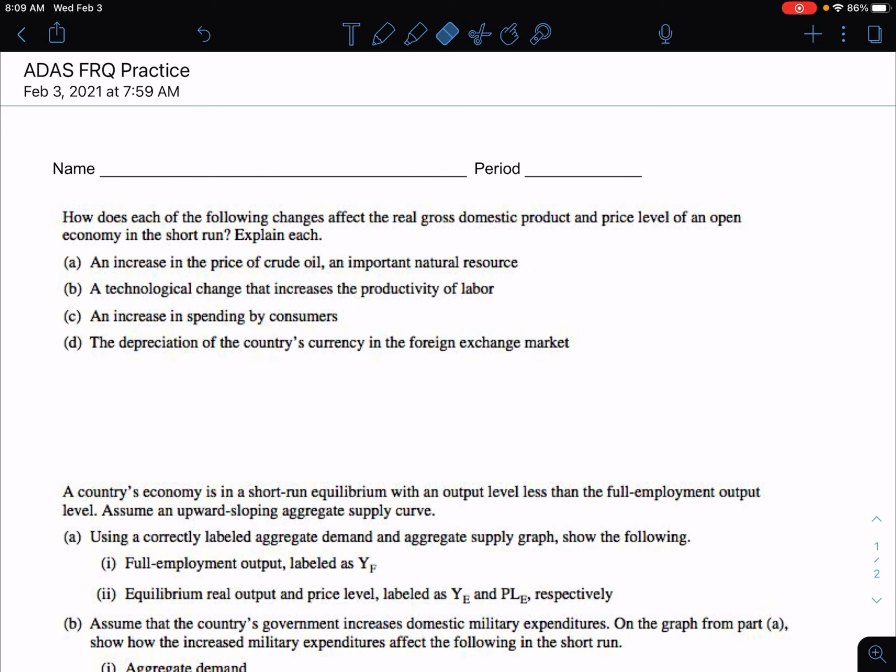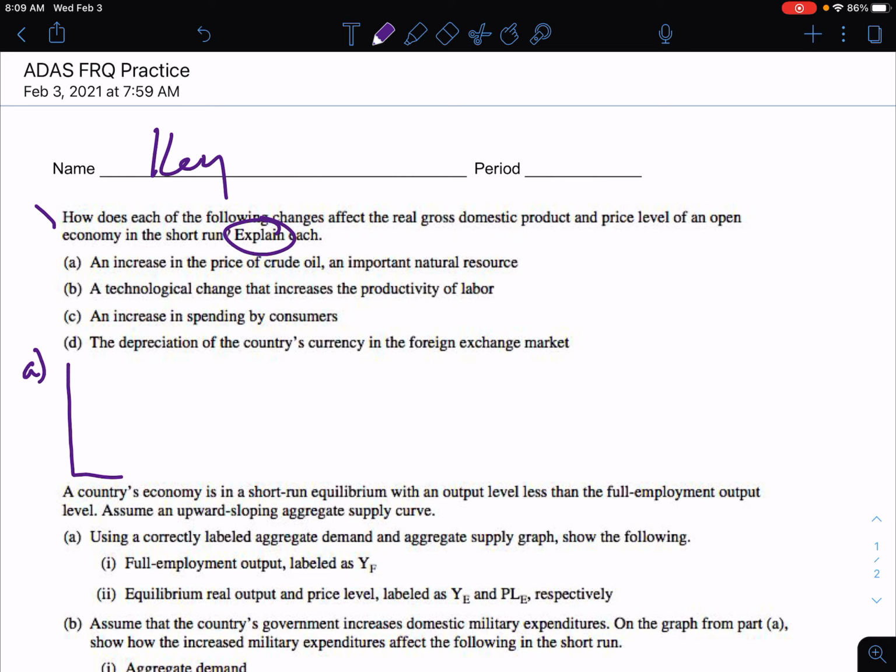Okay, everybody, let's talk a little bit about what we're doing here on these example problems. Okay, so basically for this one, how does each of the following affect changes in real GDP and price level in an open economy in the short run? So it doesn't say that you have to graph them, but I'm going to graph them as the explanation. Don't forget that it says that you have to explain. So not only what happens, but explain.